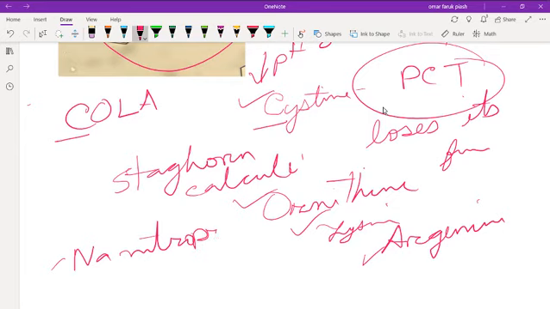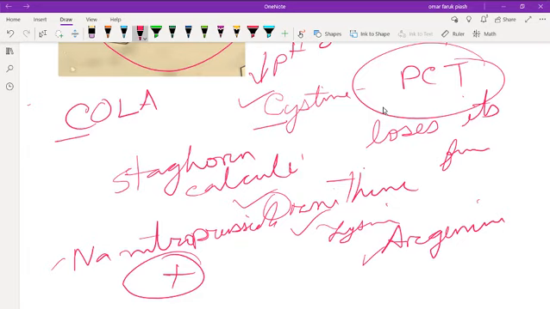For confirmation, you can do the sodium nitroprusside test. Sodium nitroprusside test is positive in this cystine stone. And as a treatment, you should give a low sodium diet, alkalinization of the urine, and a chelating agent if refractory.